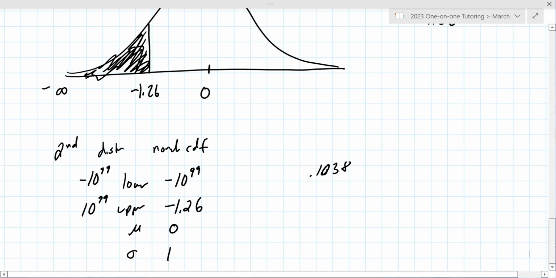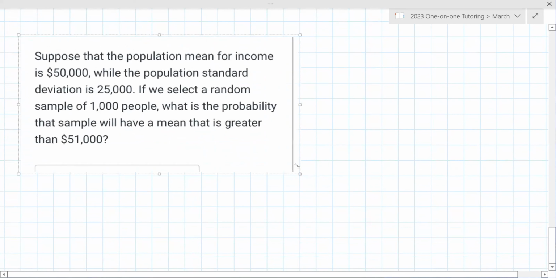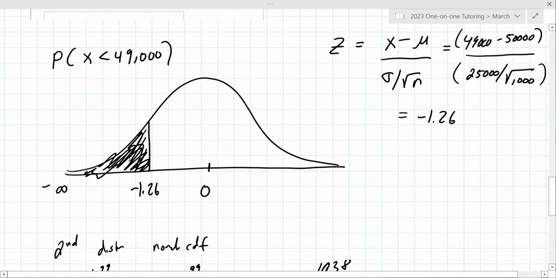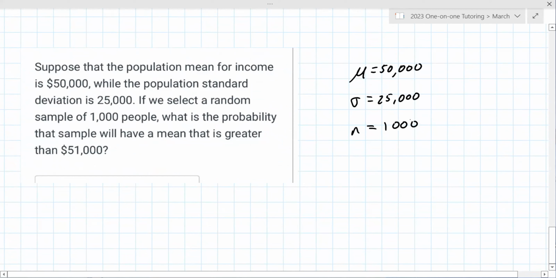Let me know and I can move on to the next question. Okay, suppose this is question 4. Suppose the population mean income is 50,000 while the population standard deviation is 25,000. We select a random sample of 1,000 people. What's the probability that we'll have a sample mean greater than 51,000? Notice this is really similar to the previous problem, with almost the same values. I think that's just to help you with the calculations. The mu is 50,000, sigma is 25,000, n is 1,000, but this time we want greater than 51,000.